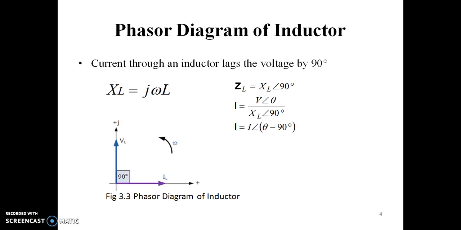For getting the current I, we simply divide voltage by the inductive reactance. So we get the current I is equal to I angle theta minus 90 degree. As we can observe, the current is lagging 90 degree behind the voltage, as can be seen from figure 3.3.